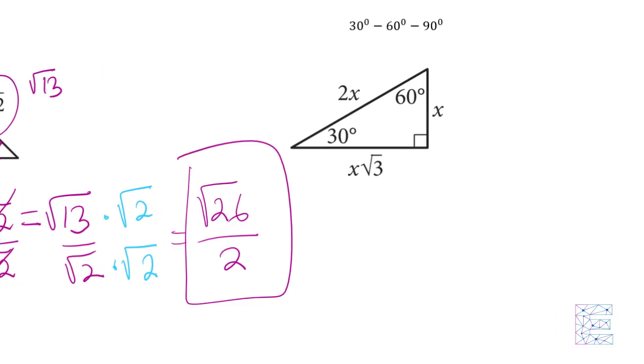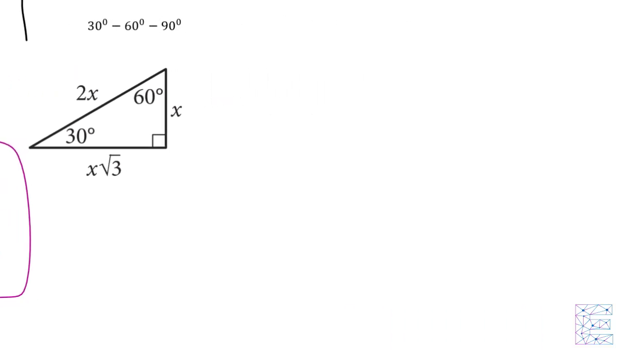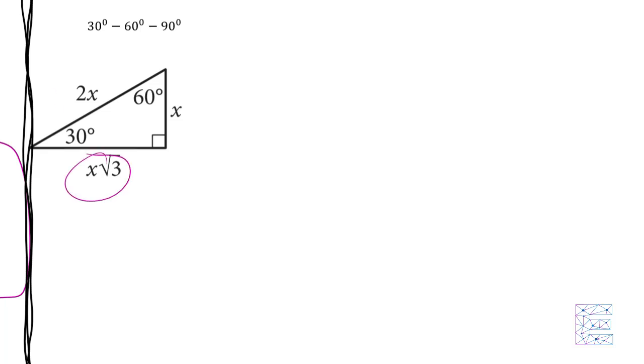The next right triangle is the 30-60-90, which works very similarly to the 45-45-90. The only difference with this one is that the ratios are different. Notice that the hypotenuse is 2x, the short leg is x, and the long leg is x root 3. Please note that the long leg is always the one that is adjacent to the 30-degree angle every single time. So don't confuse these two.